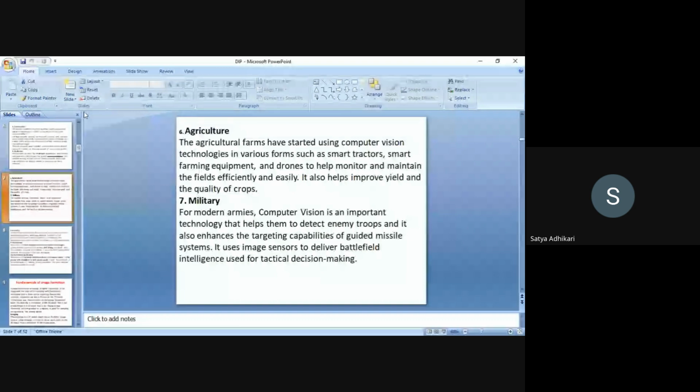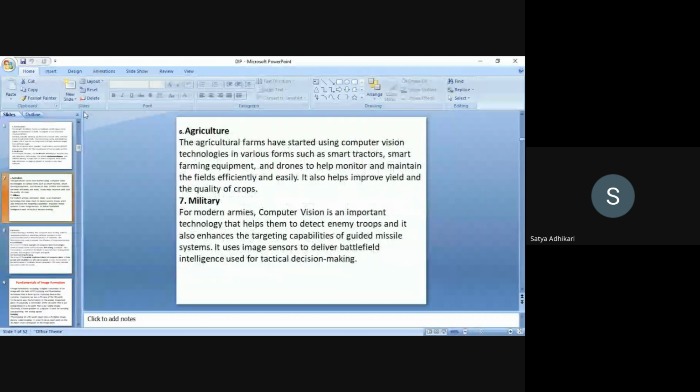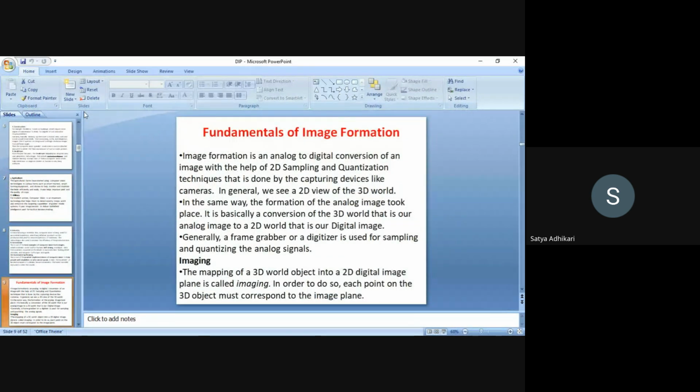Agricultural farms have started using computer vision, the military also uses it, and the automotive industry, and there is automated leaf reading, we'll discuss. So we'll discuss this in the next class.